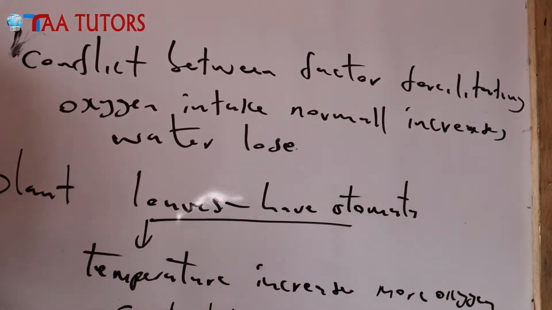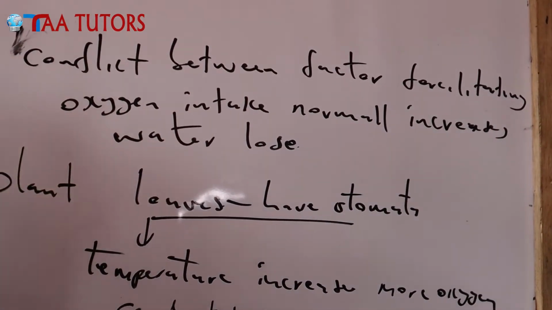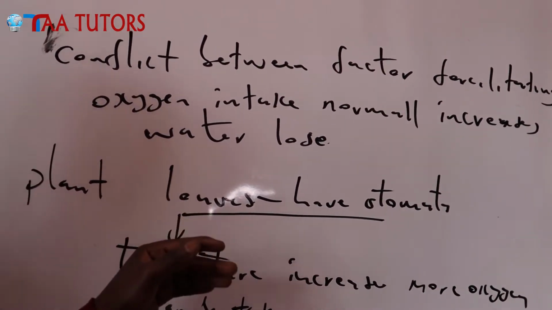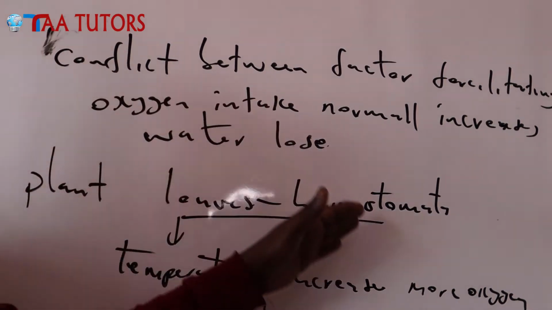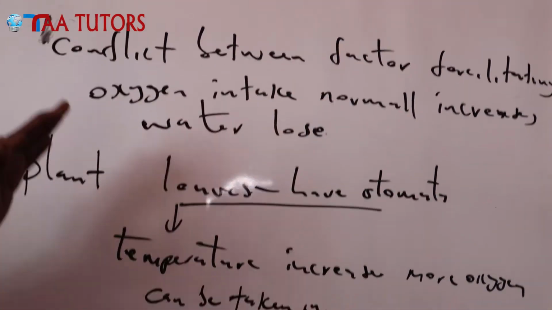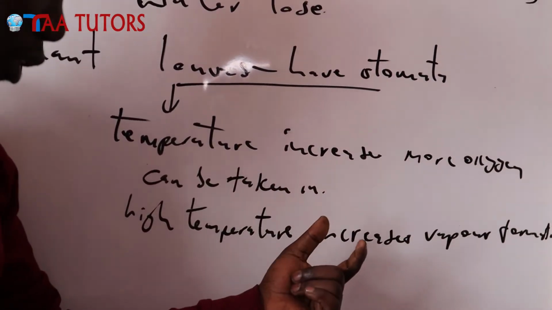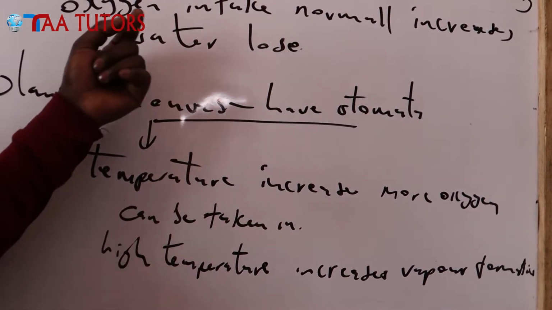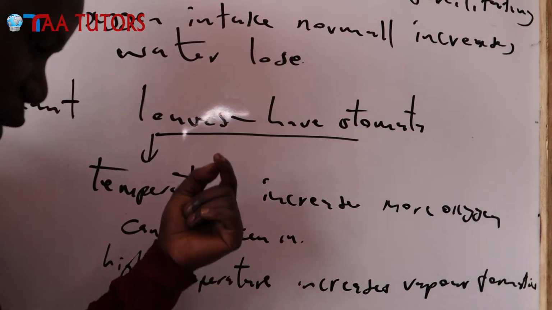So each organism must come up with adaptive features to overcome this particular conflict. We are going to see how this is illustrated. That is what I want us to know: any time there is that particular exchange, there is this problem that can arise, and a solution must be found for it by the organism.